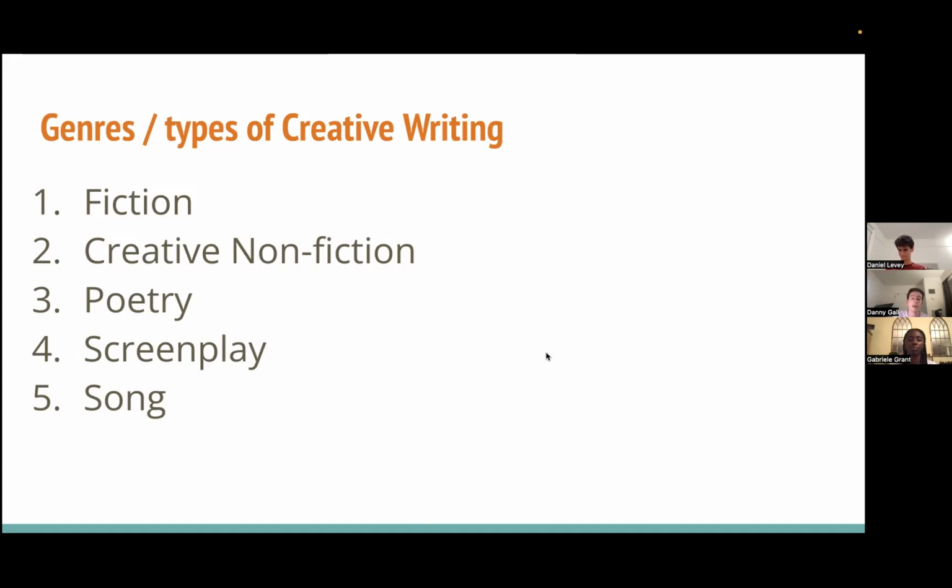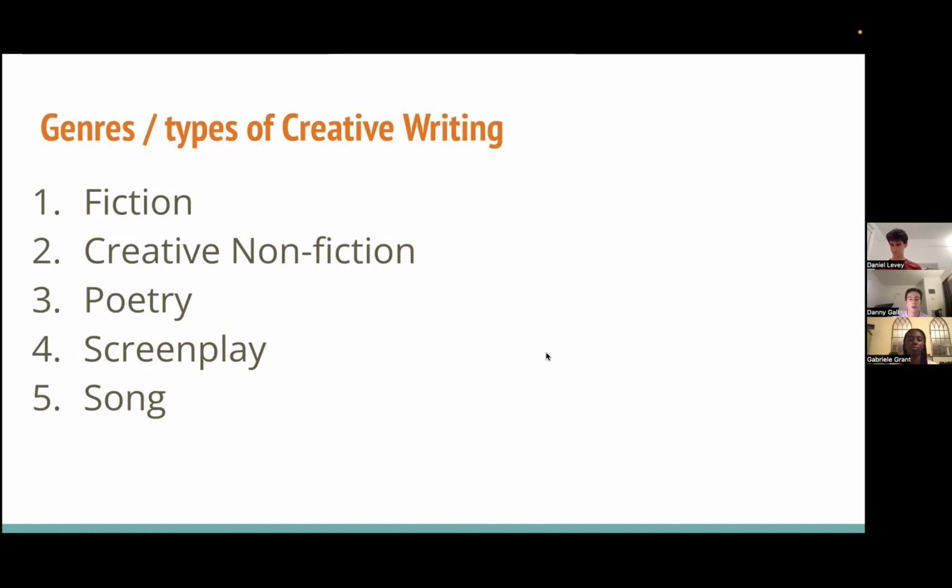Then there are screenplays, which are many people's favorites. They are the written form of movies, as all movies before they are filmed are written down on a script, which is what we mean by screenplay. You may find this a fun alternative to forms of writing that you don't love.